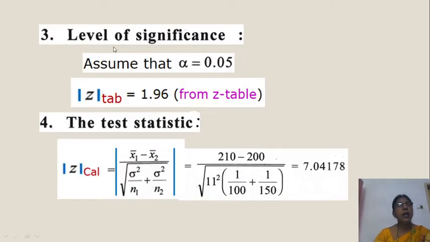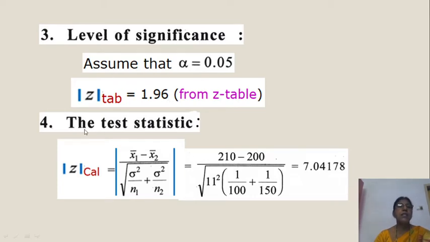Okay, after H naught and H1, the third point is the level of significance. Assume that the level of significance is 5%, which means alpha is 0.05. It is not given in the problem. Usually, if it is not given in the problem, we take alpha as 5% or 0.05. Now calculate Z tabulated for this alpha value from tables. The Z tabulated value is 1.96.